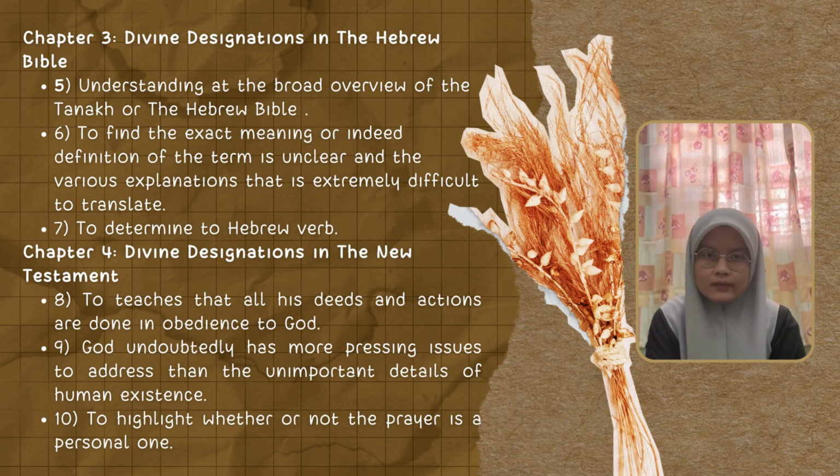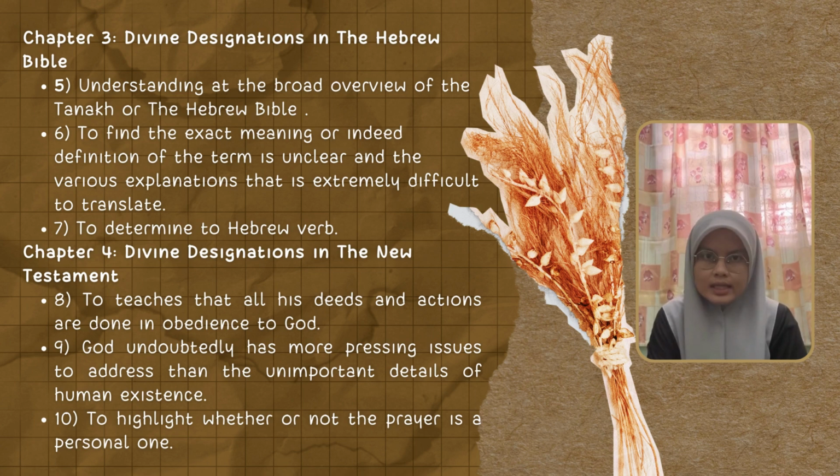Next, Chapter 3, Divine Designations in the Hebrew Bible. From this chapter, three key ideas that can be gained are: first, a broad overview of the Tanakh, or the Hebrew Bible, excluding texts such as the Mishnah and Talmud. Second, the exact meaning or definition of the term is unclear, and there are various explanations that have been presented, as the text is extremely difficult to translate. Third, to determine the Hebrew word with the fundamental meaning of to do or to make, which is used in many expressions, usually with the same essential thought.